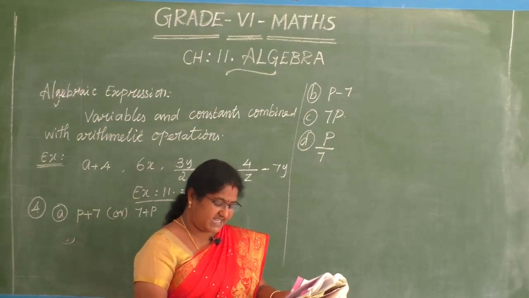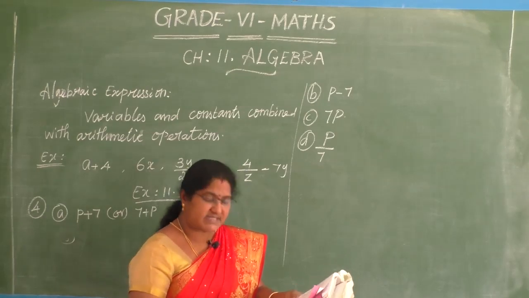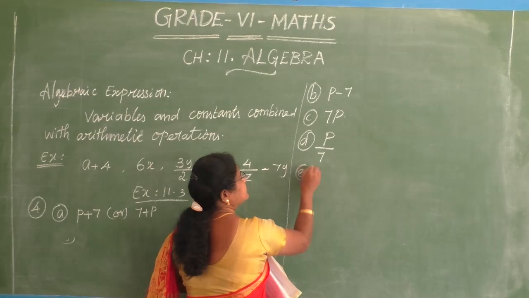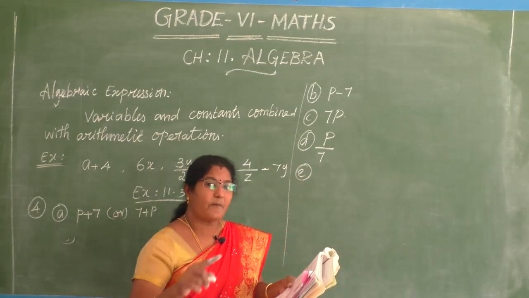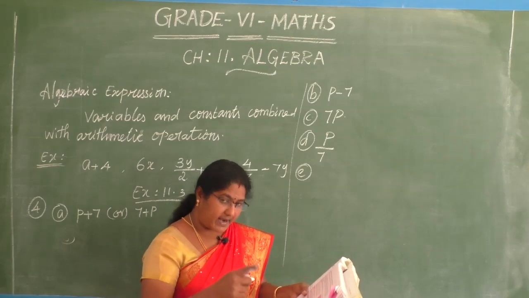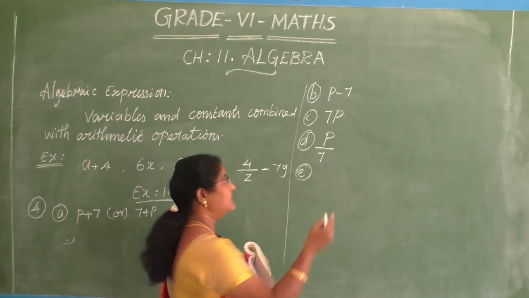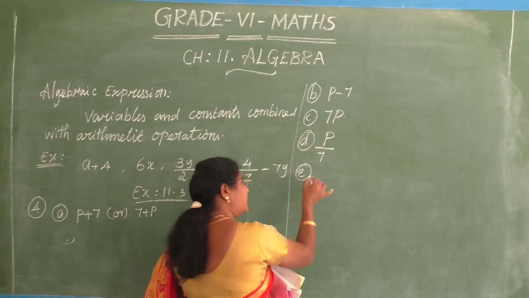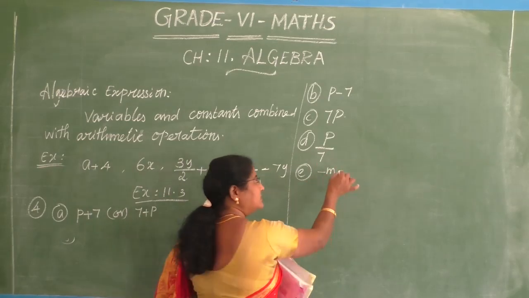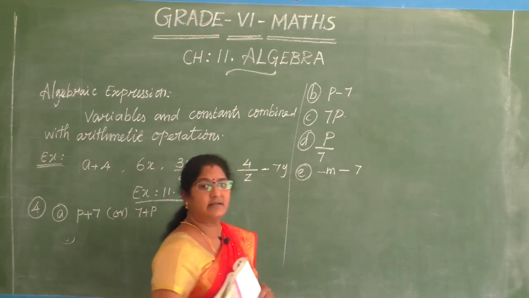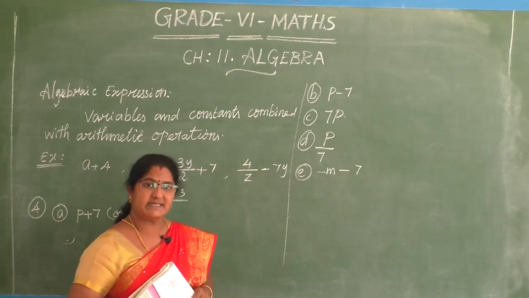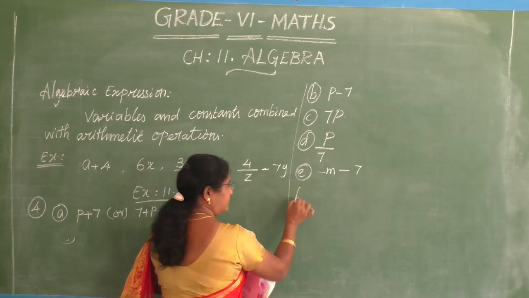Next, E. 7 subtracted from minus m. This is also 7 subtracted from minus m. So which one do we write first? Minus m. Minus m, subtract 7. Understand? Minus m minus 7. E.